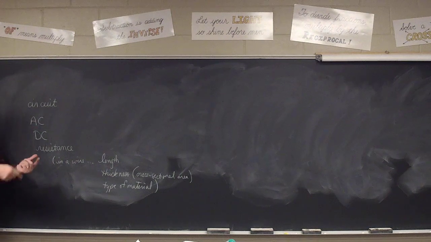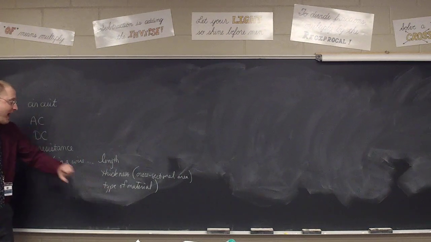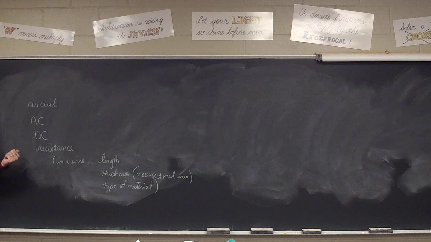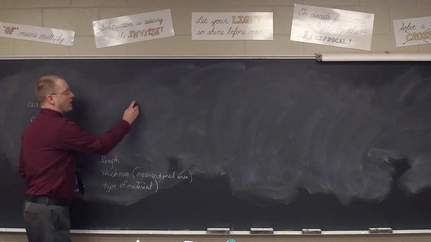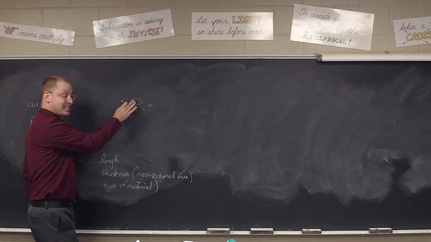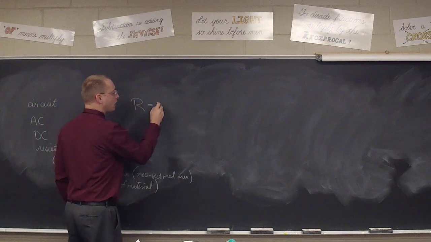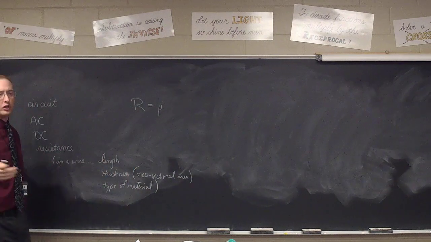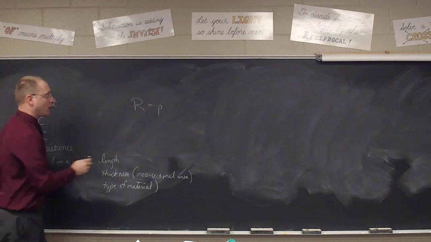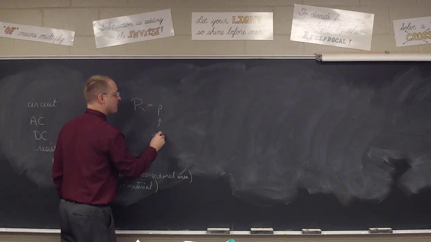So as far as your conductors, your insulators, your semiconductors, that's also going to play a part in the resistance in the wire. We can put this all in an equation this way. R, resistance in a wire, equals, and we're going to start with this Greek letter rho. Now, earlier in the year, we used it to represent density. Here, we're going to use it to represent resistivity.